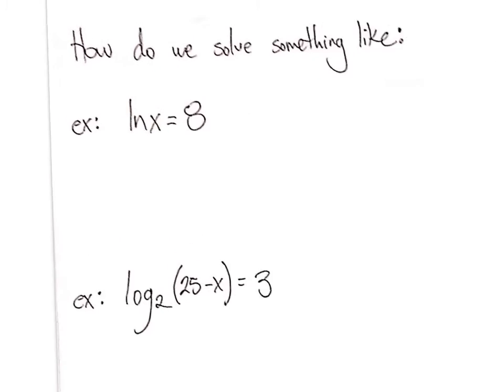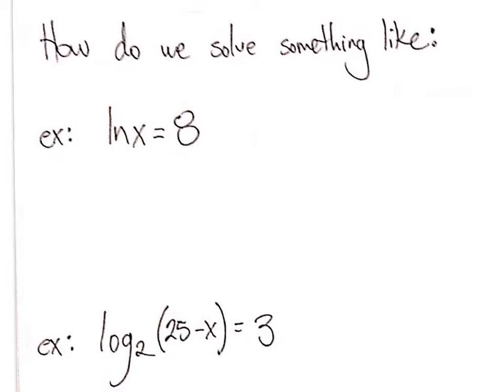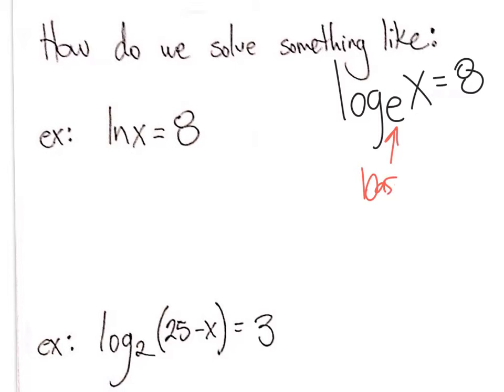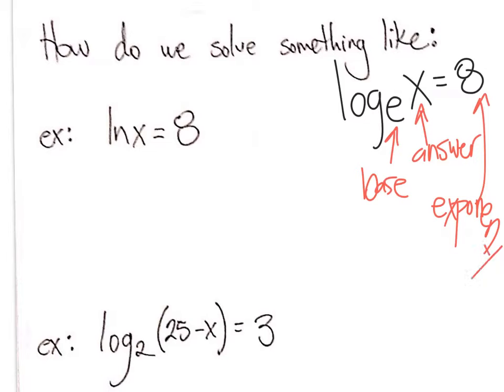Here's the reverse process. How do we solve something like natural log of x equals 8? With these, we have a log equation. We're going to convert it to exponential form. So again, this is like log base e of x equals 8. So log base of answer equals exponent. And that's the way it works. So if we were to rewrite this, we would get base exponent equals answer.